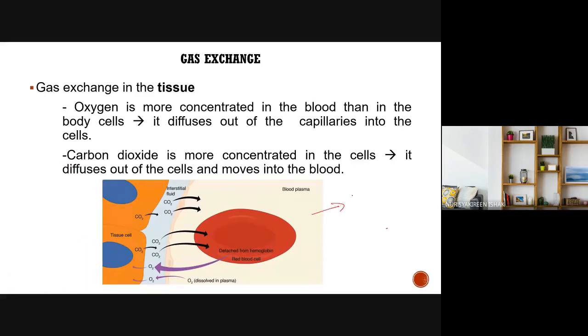Okay, so this is blood. The concentration or partial pressure of oxygen is 100 millimeter mercury. In your body cell, your body tissue, the concentration or the partial pressure of oxygen is around 40. So obviously oxygen goes from the blood into your body cells, to be used for cellular respiration. And from the body cell, cellular respiration produces the byproduct which is carbon dioxide. So carbon dioxide partial pressure is high.